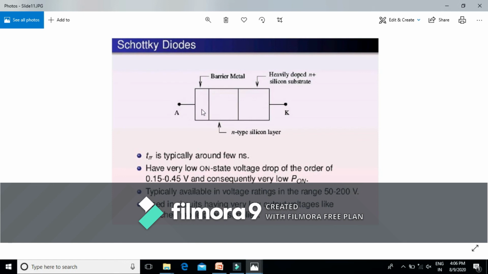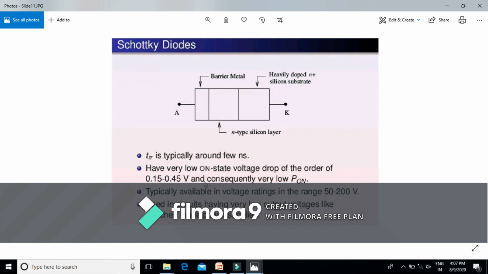Since in the metal we don't have any holes, this means the forward current is only due to the movement of electrons. As the metal has no holes, there is no storage charge, and no reverse recovery time. This means that a Schottky diode can switch off much faster than a p-n junction diode. The reverse recovery time is around a few nanoseconds.